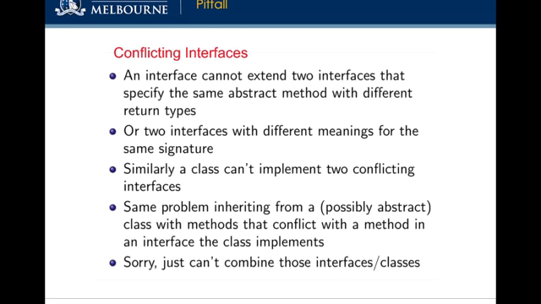Some of the pitfalls: an interface cannot extend two interfaces that specify the same abstract method with different return types, two interfaces with different meanings for the same signature. So if you remember, you just can't do certain things. A class can't implement two conflicting interfaces. It's just the way it is. You can't have things fighting, so you've got to be quite clean with what things are doing. And it's the same problem with inheriting from a class with methods that conflict with the method in an interface that class implements. So you just can't combine those with classes or interfaces and classes.